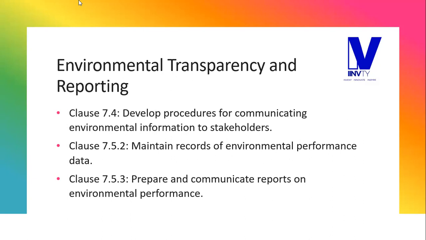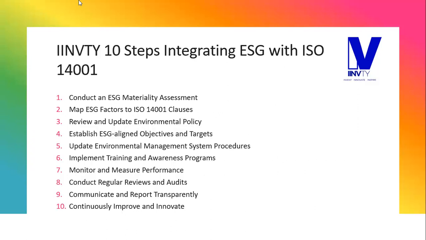Next, about environmental transparency and reporting. Use the subclauses of clause 7, 7.4. Make sure that you have a procedure for how you are going to communicate with your stakeholders regarding this environmental information. Regarding the first pillar, environment, make sure that you maintain your records for traceability, and that you have a performance index for these environmental aspects in clause 7.5.3.